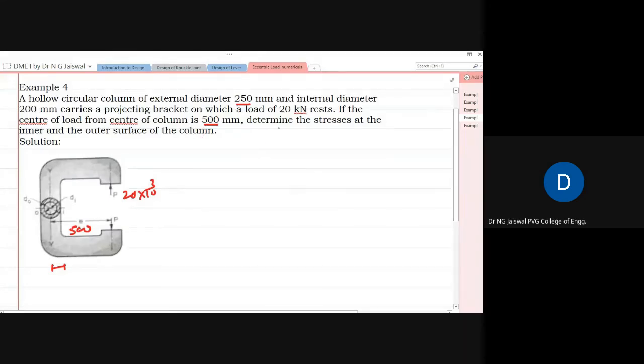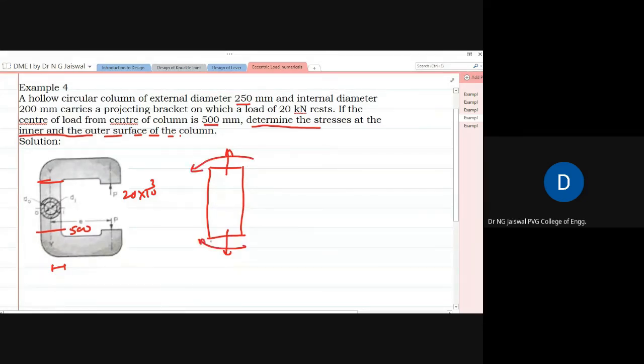Now, something else is also asked: determine the stresses at the inner and outer surface. This is different from the earlier statements. What does this mean? If I again take out this much portion and redraw only that portion, this is the equivalent diagram, with the one direct force which you transferred along with the moment. So again, A fiber is this one, B fiber is this one.